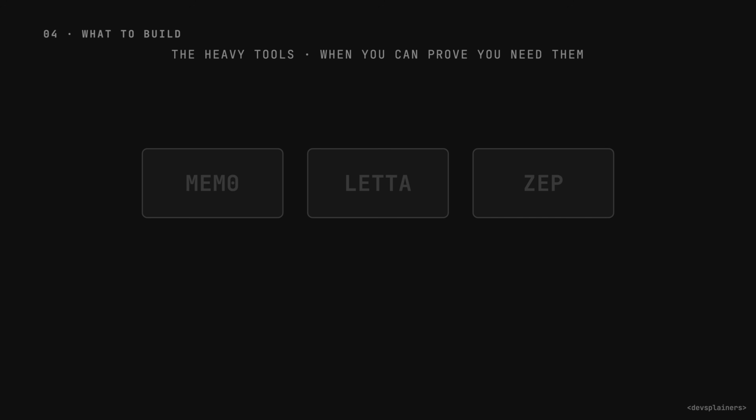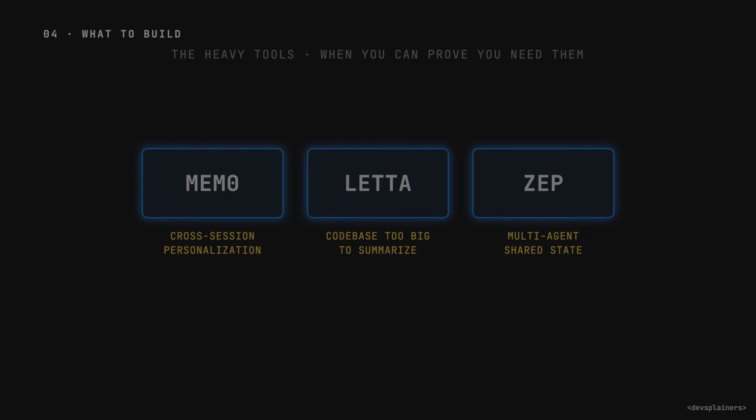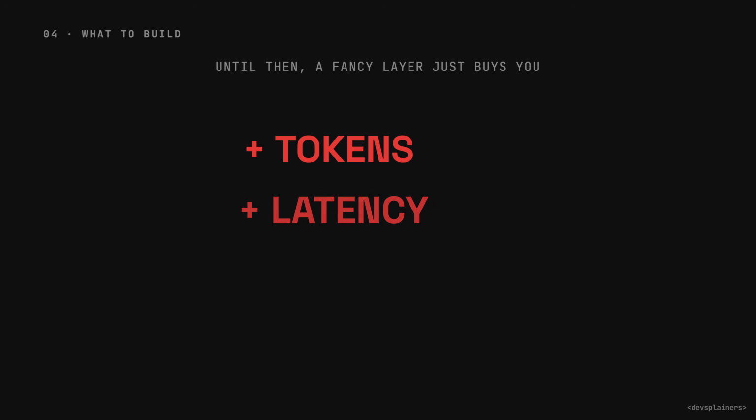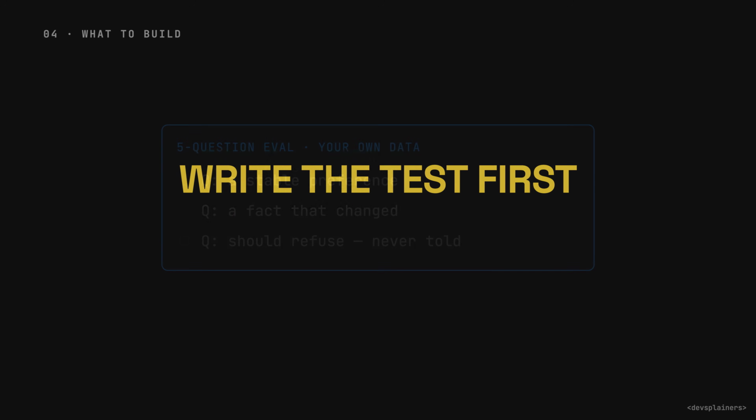The heavy tools, Mem0, Letta, Zep, all of them are worth it the day you can prove you need them. Real cross-session personalization, a codebase too big to summarize, a swarm of agents that have to share state. Until you hit one of those walls, a fancy memory layer mostly buys you more tokens, more latency, and more ways to fail. Whatever you do, write the test first.